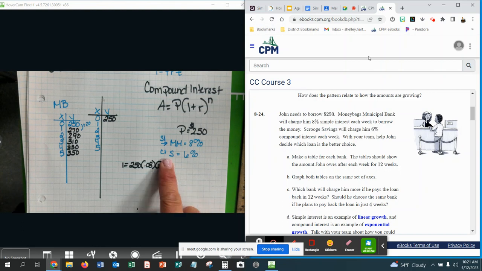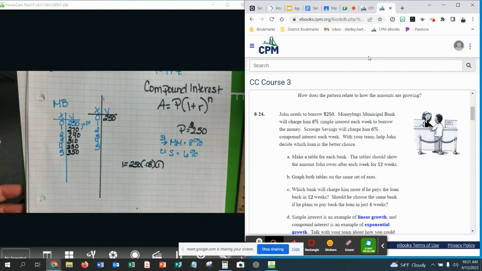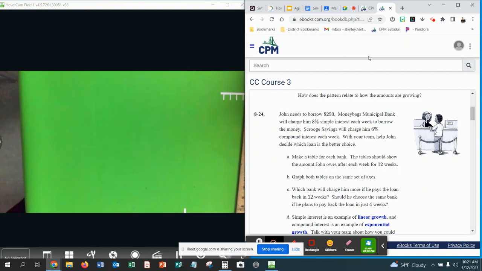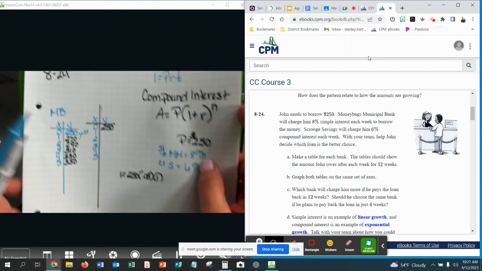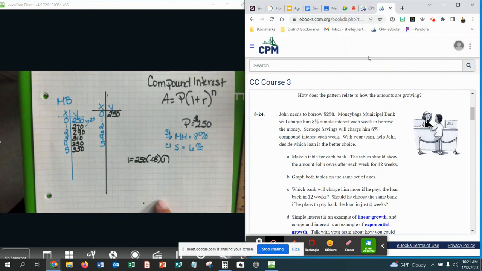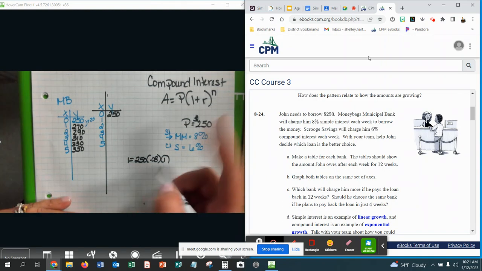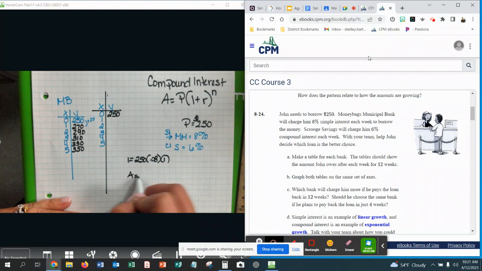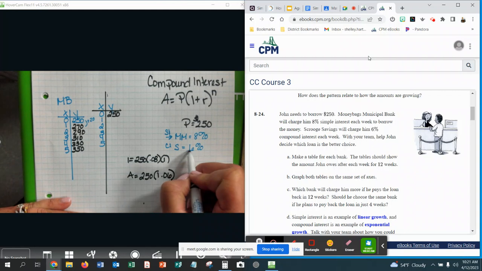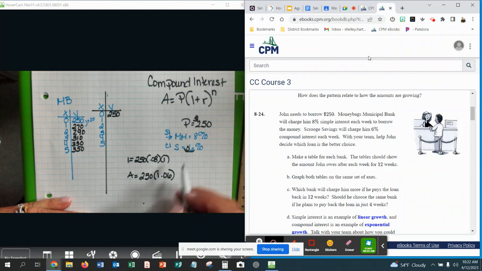Now, Scrooge is charging him 6%, but it is a compound interest situation, right? What do we know about compound interest? It multiplies by 6% every time. Go ahead and grab it with the new total. So here's our equation. We're going to plug it in. A equals our principal, which is 250, times 1.06. Remember, to make this a decimal, we move it over 2 times. We add it to the 1, and then we're just going to have for week 1.